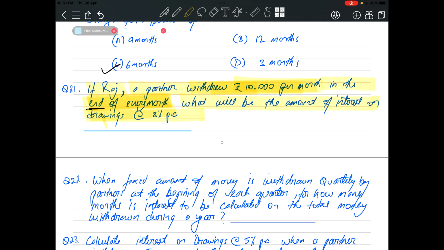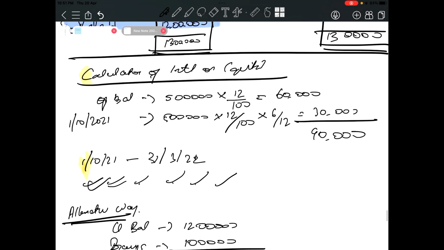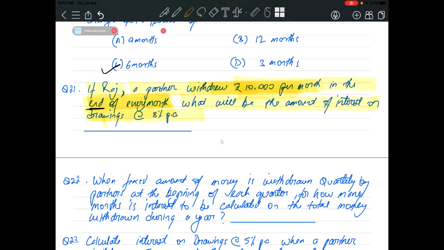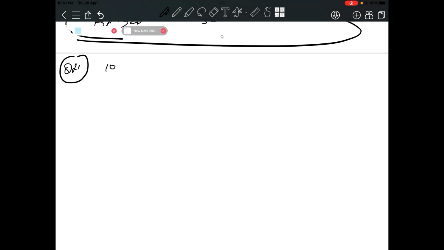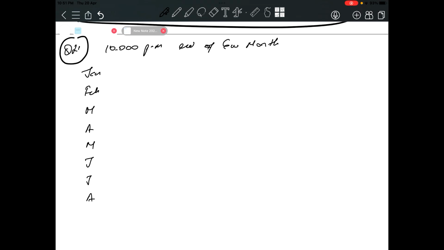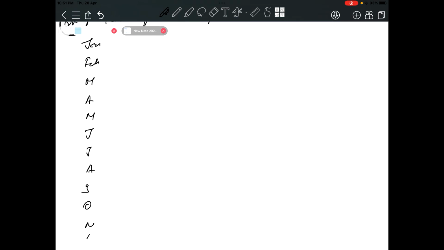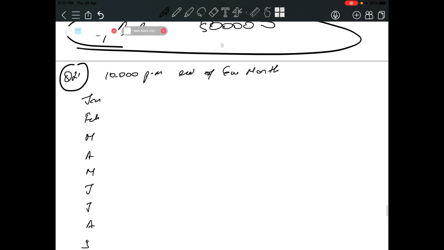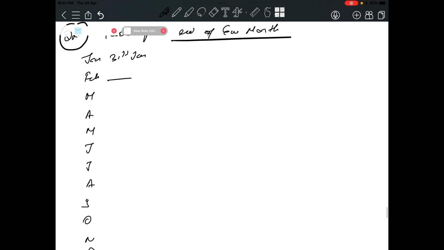So let's try to understand this question, question number 21. He is withdrawing 10,000 per month at the end of every month. So Jan, Feb, March, April, May, June, July, August, September, October, November and December. So these are 12 months. When is he withdrawing? At the end of every month, so on 31st Jan, then 28th Feb and so on.